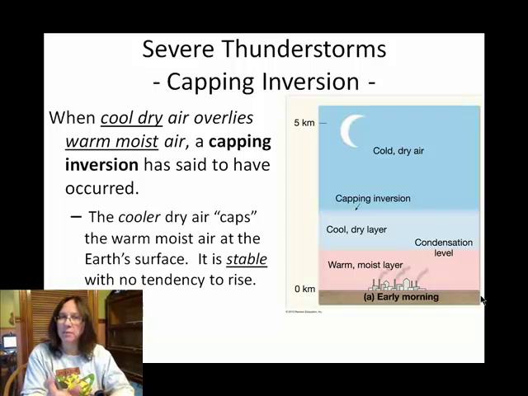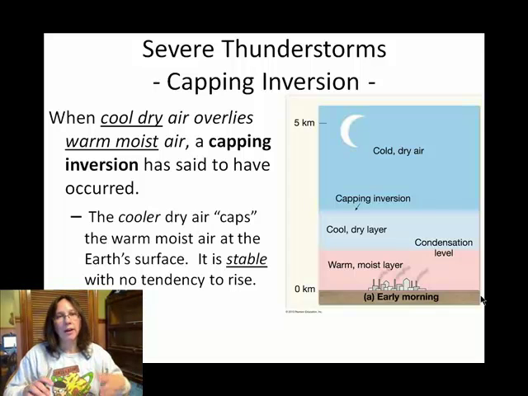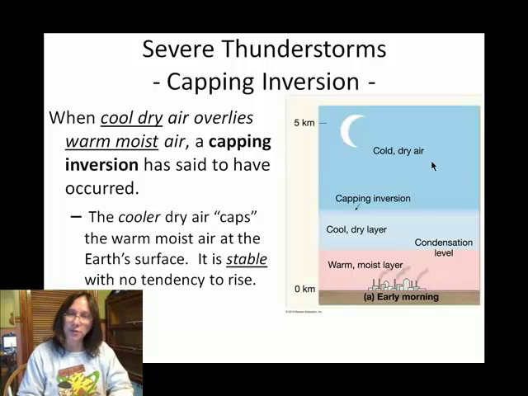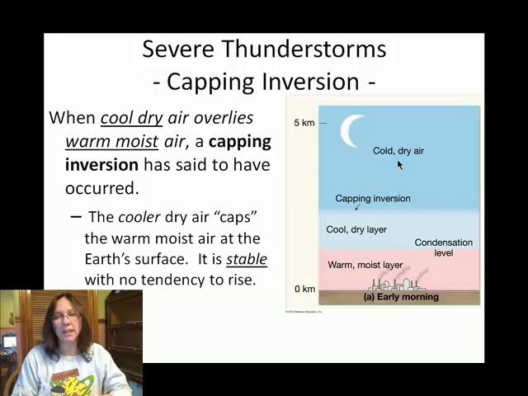I just wanted to spend a minute talking about this idea of a capping inversion, where, again, we're talking about a single-cell air mass thunderstorm, and this is one scenario where it can happen. These would be your afternoon storms that develop suddenly, and here's why.